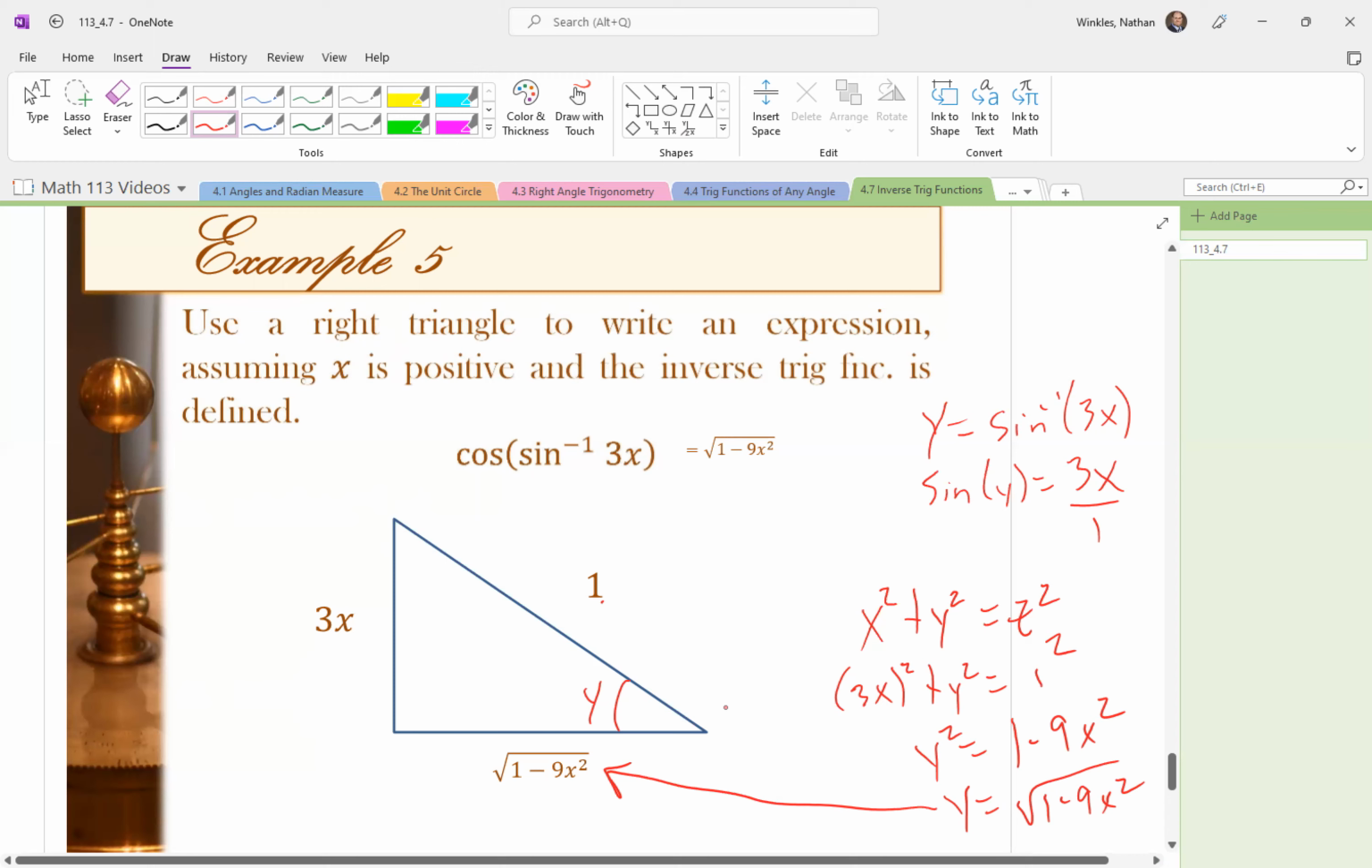So in this case, we would have cosine of y. Cosine of y is the square root of 1 minus 9x squared. So that's how we get to our answer here.